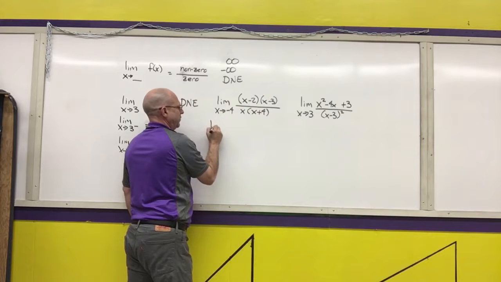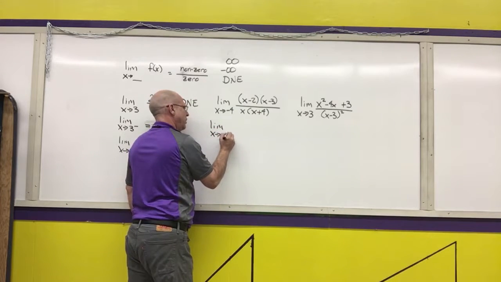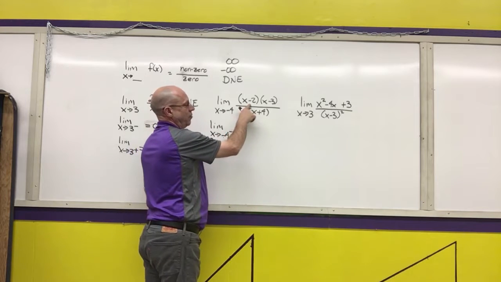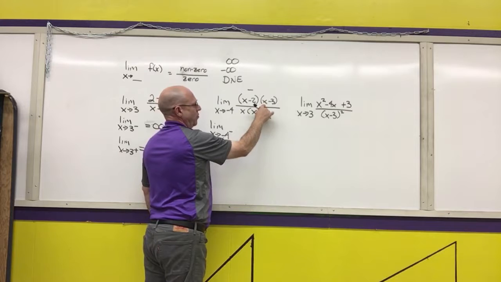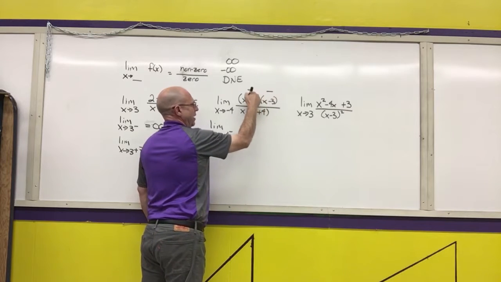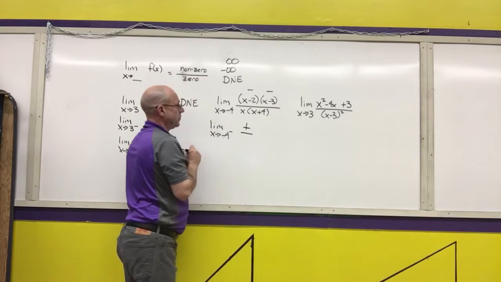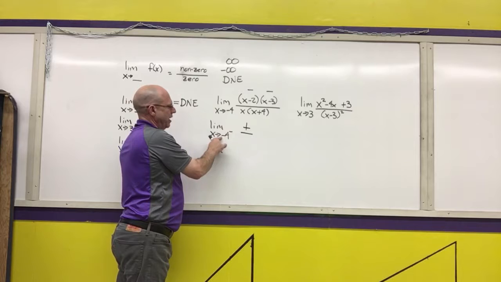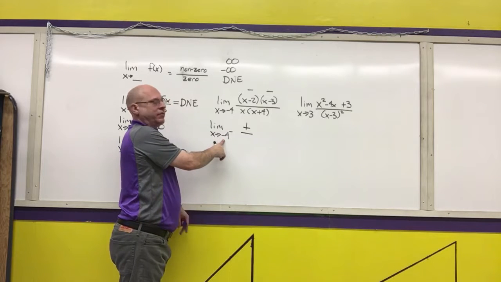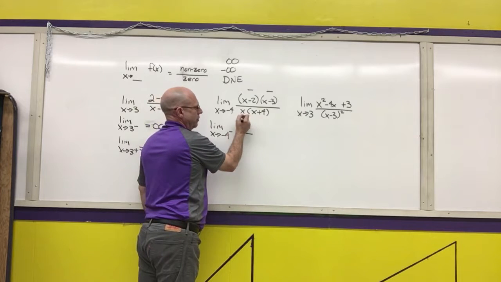And now let's analyze it from both sides. The limit as x approaches negative 4 from the left. Put a negative 4 in here. Negative 4 minus 2 is a negative. Negative 4 minus 3 is a negative. A negative times a negative is a positive in the numerator. And if I'm approaching negative 4 from the left, that would be like negative 5. Just think about it that way. Negative 5, that's a negative.